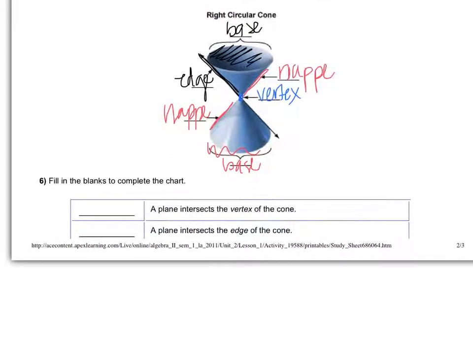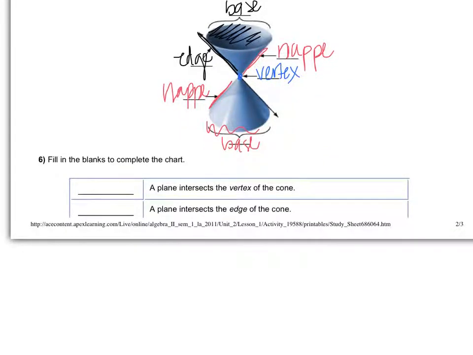So, depending on what intersects and where it intersects, different things are created. For example, if a plane, which would be like a piece of paper, intersected at the vertex of the cone, it creates a point. So if you had a piece of paper that intersected right here, you would get a point. If a plane intersected the edge of a cone, then you would get a line. And this is the next part where we actually start talking about our conic sections.